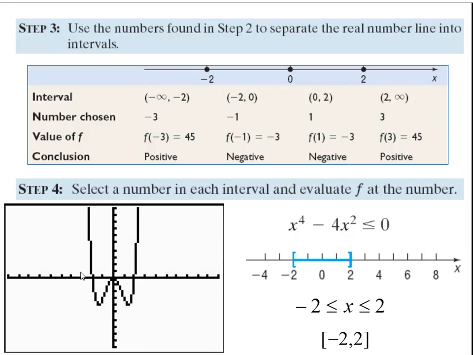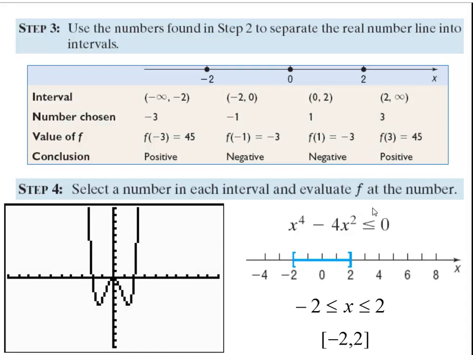And then here's me plotting some extra points. So you can see if I plot -3, I got a positive y value of 45. And if I plot -1 right here, I get a negative y value. If I plot +1, I get a negative y value. Those are the two that we had right here. And then if I plot x equals 3, I get another y value that's positive.